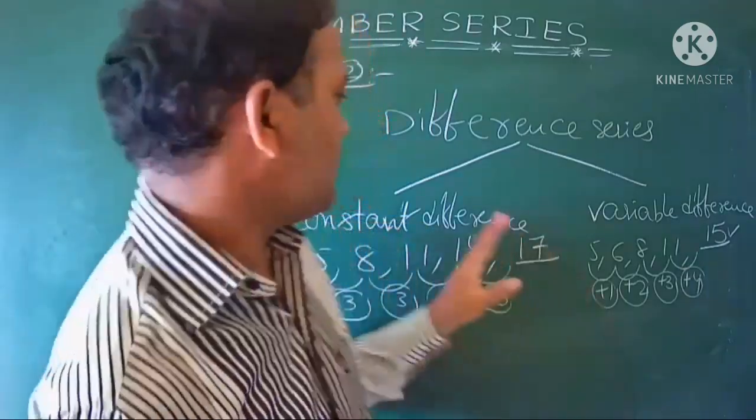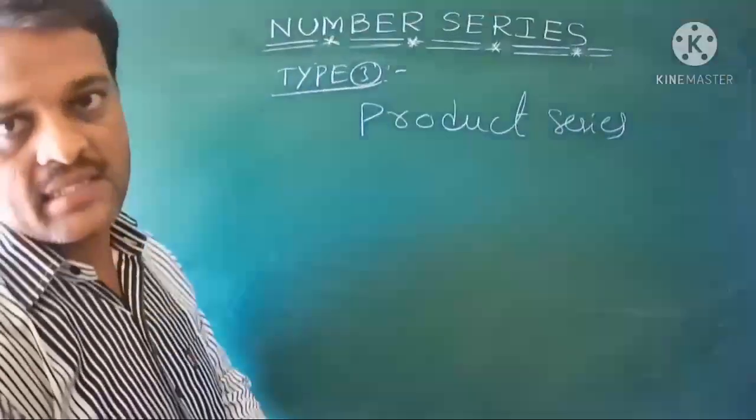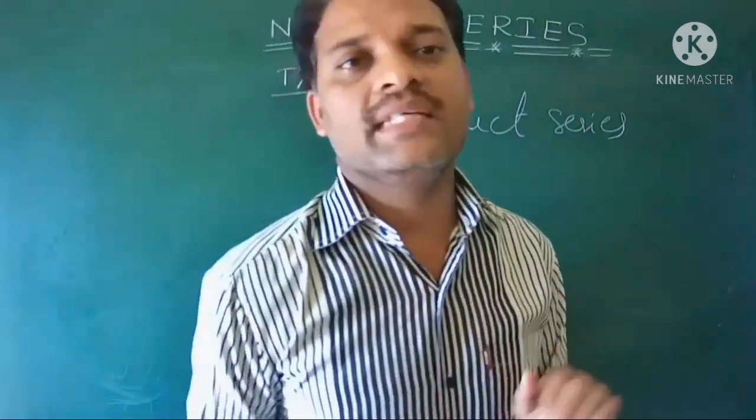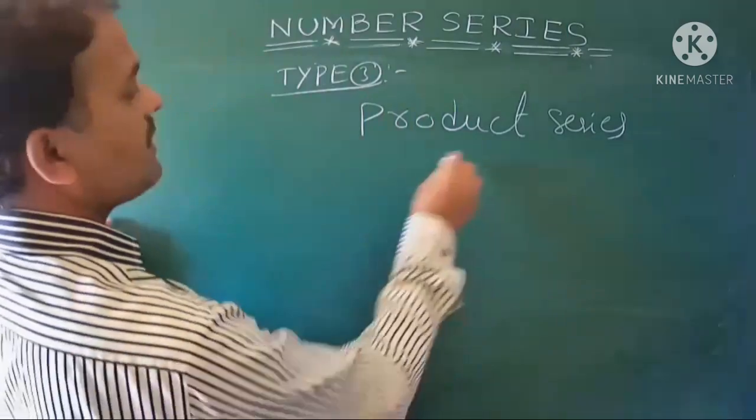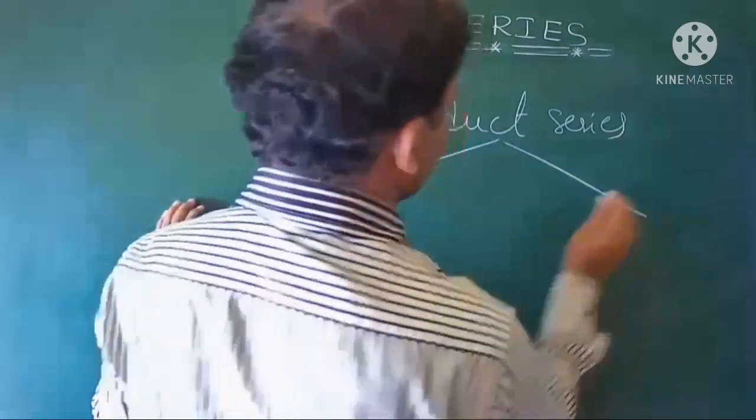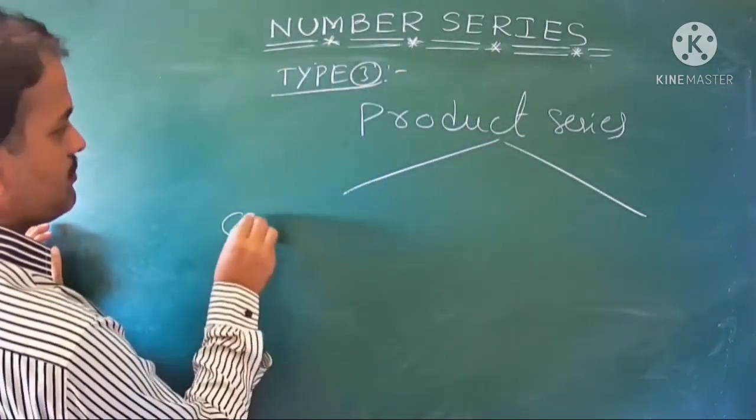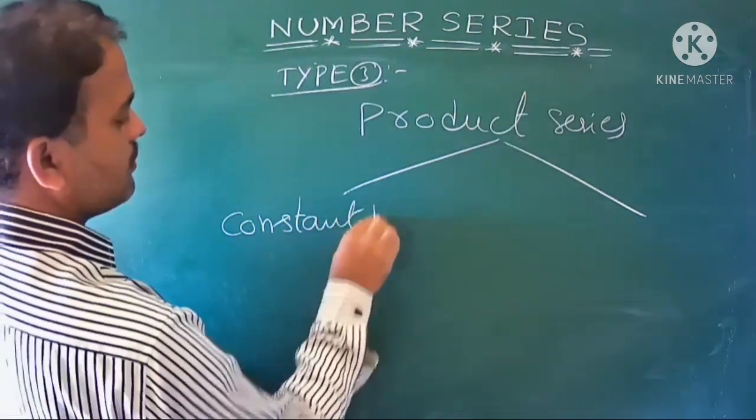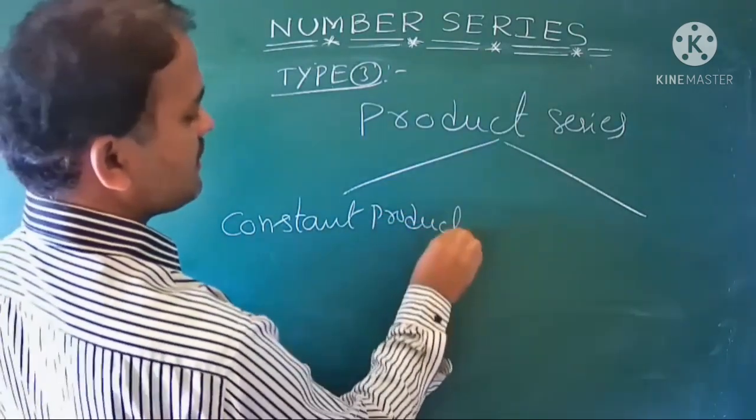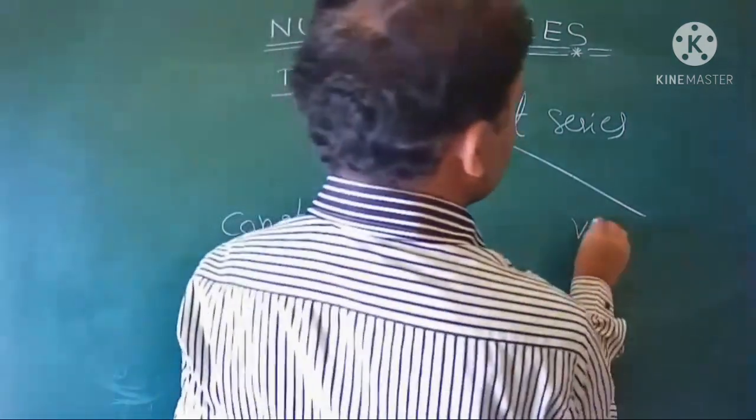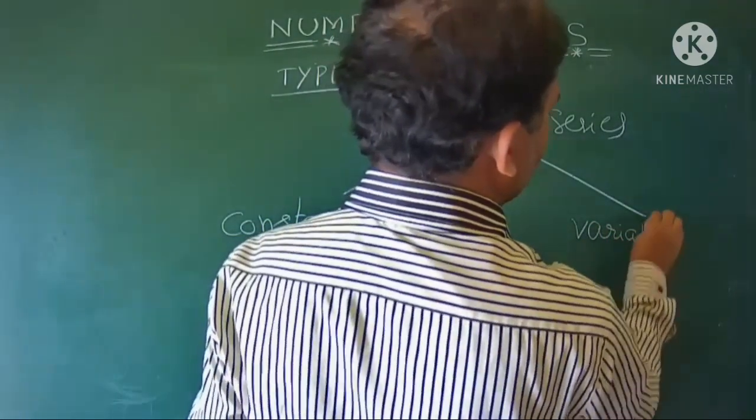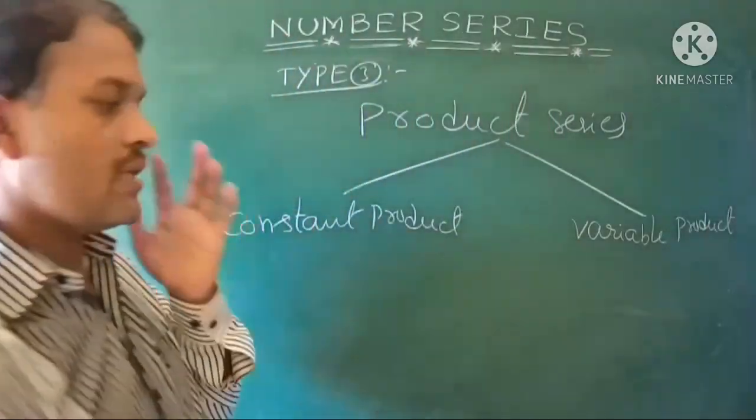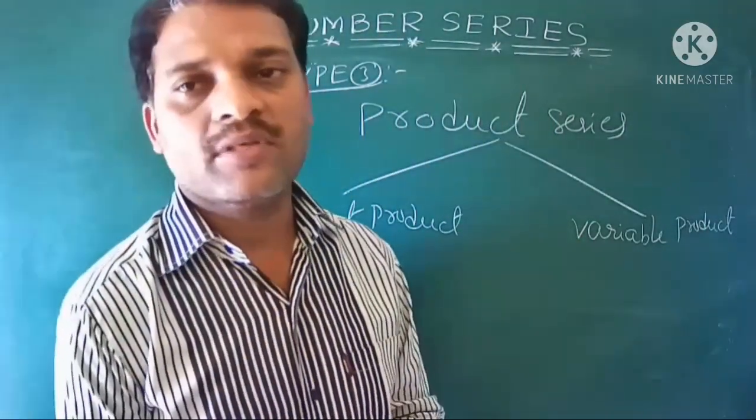Okay, so this is about product series and its types. Product series means between two successive terms some product relation will be there. For product series also there are two types: the first one is constant product series, and the second one is variable product series.